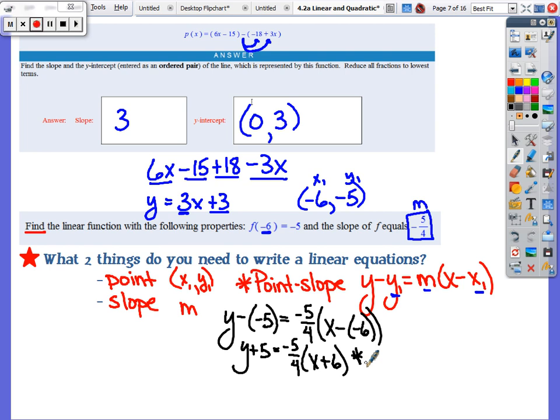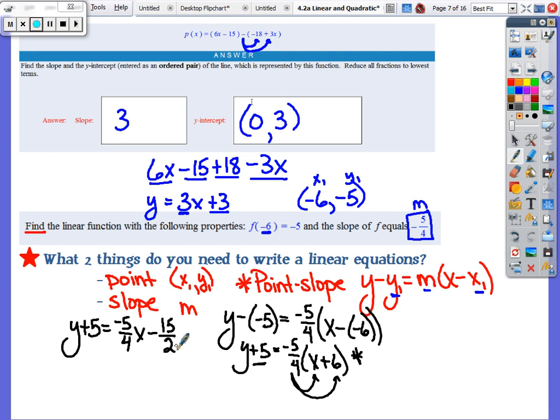Now, if they want you to put it in slope-intercept form, you only have to do 2 things. Distribute, move the constant. So we go ahead and distribute the negative 5/4. When I distribute the negative 5/4 here, the 6 and the 4 are going to take a 2 out. So I end up getting negative 15 over 2. That's what we'd end up getting.